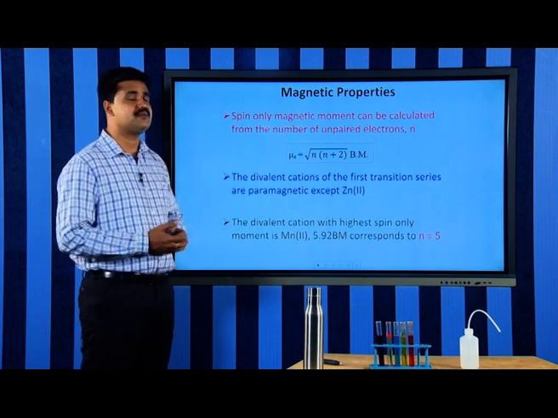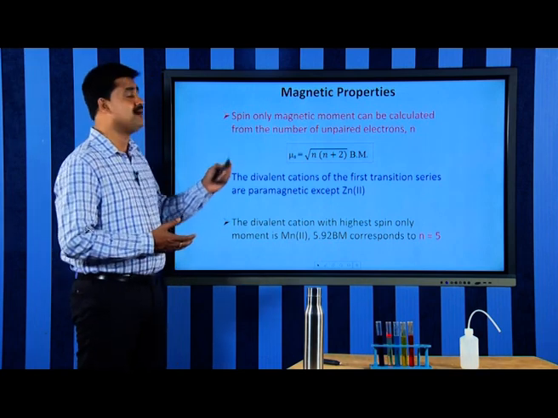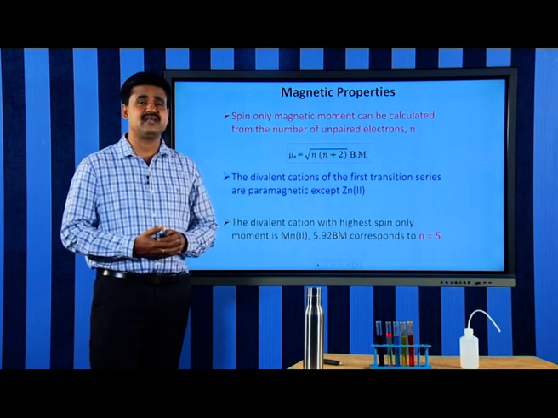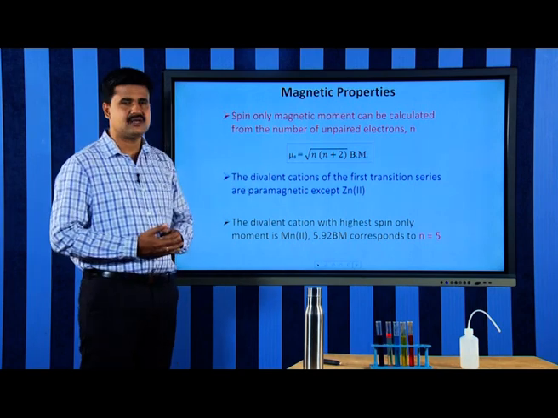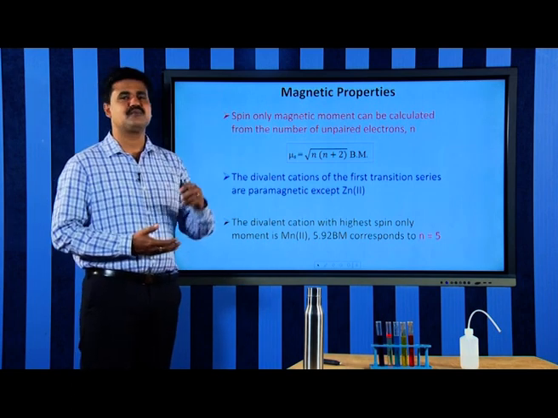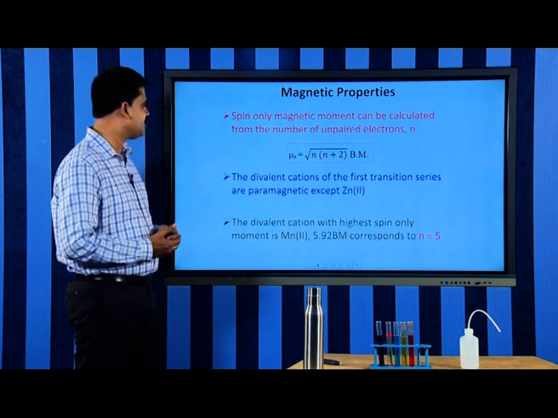The spin magnetic moment μs is related to the number of unpaired electrons. If the number of unpaired electrons is equal to n, the spin only magnetic moment can be calculated by using the equation μs = √(n(n+2)) Bohr magneton, where Bohr magneton is the unit, equal to eh divided by 4πmc.